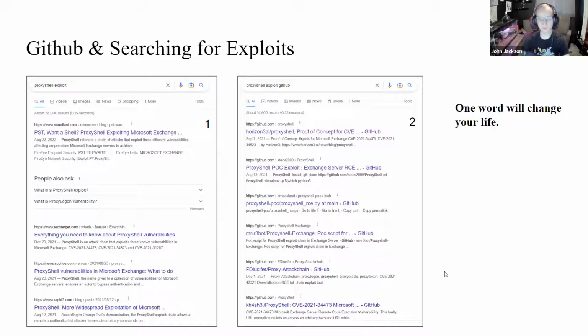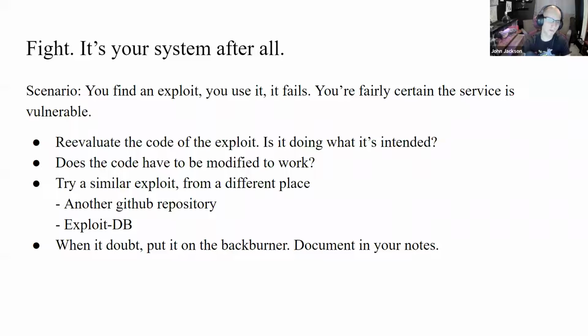This is like the most important slide. All right, fight. So it's your system after all. Take a look at the scenario. So you got an exploit, you use it, it fails. You're certain that this service is vulnerable, right? So what do you do and how do you address this?